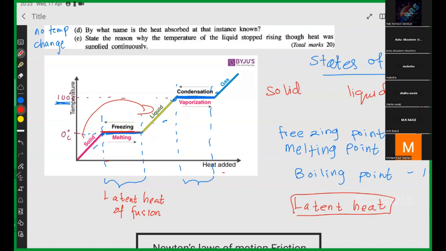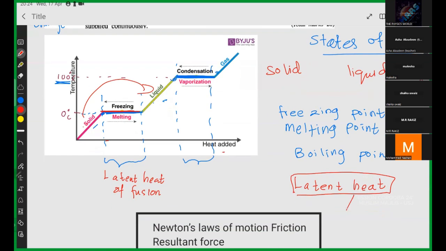When, even though the heat is given, there is no temperature change, but the change of state is taking place. It is getting converted from solid to liquid. Okay, I'll explain it further. Latent heat, you have two types. First is latent heat of fusion, and the other is latent heat of vaporization.